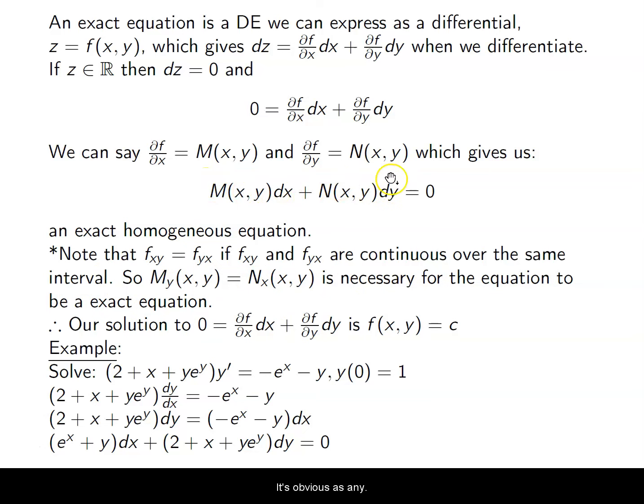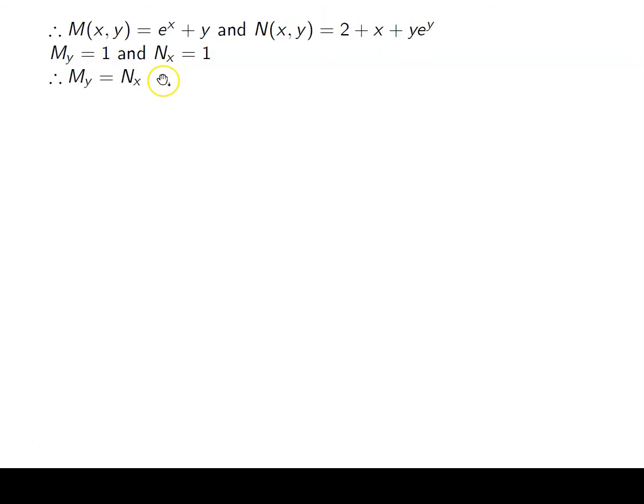So then I can start to solve this as an exact equation, right? Let's go through that verification. This was my M function. This was my N function. When I take their mixed partials, for this one I get 1. When I take this derivative with respect to y, with respect to x, I also get 1. They're equal to each other. Therefore, it's an exact equation.